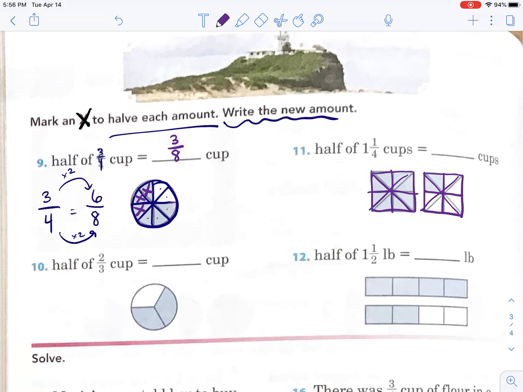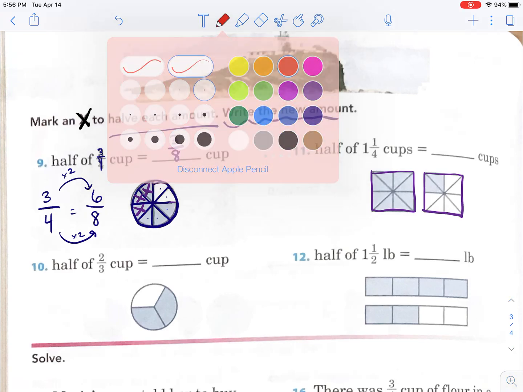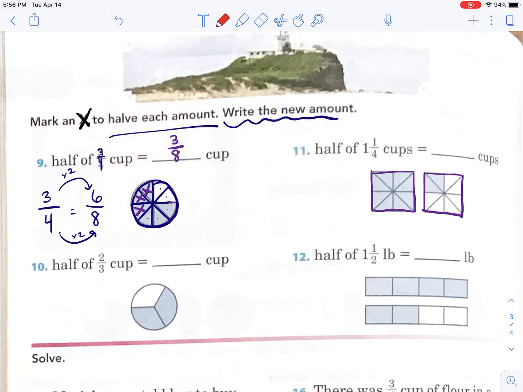So they've cut it into 8ths for us. So we are going to mark off half. I'm going to get rid of these extra lines because they're kind of sloppy. All we're going to do is mark off half of the amount. So I'm going to mark off half. What am I left with, boys and girls? How many do I have left? 1, 2, 3, 4, 5. What? 5 out of how many total?